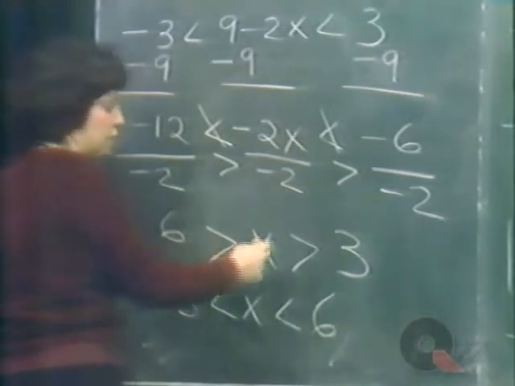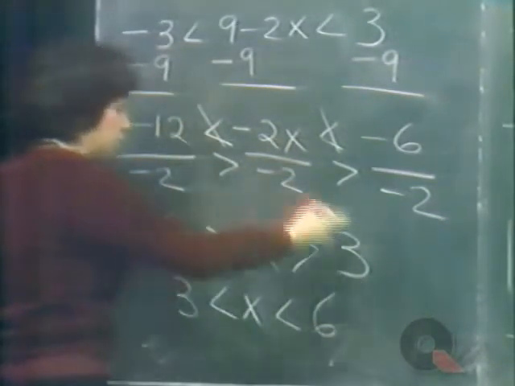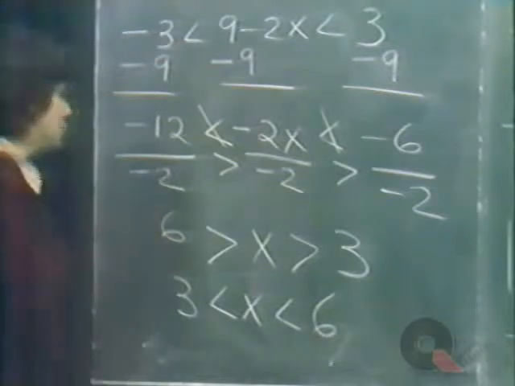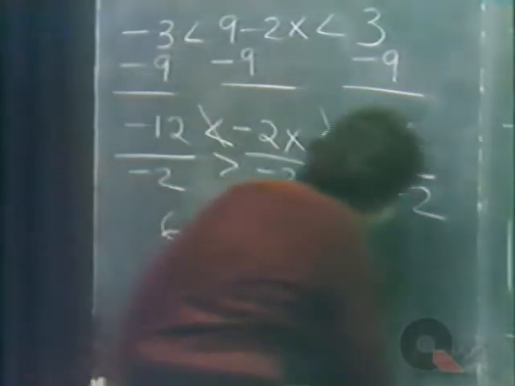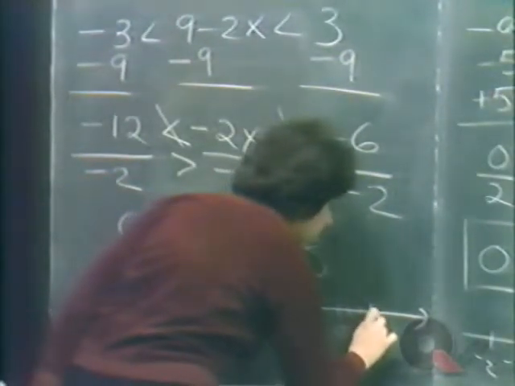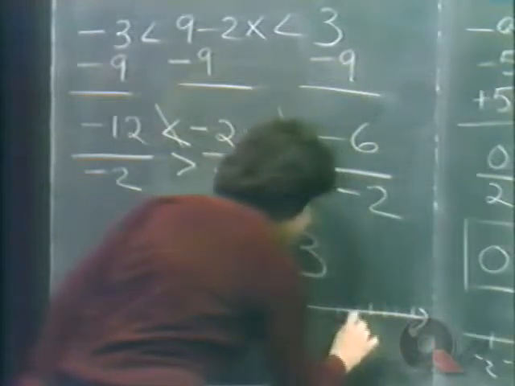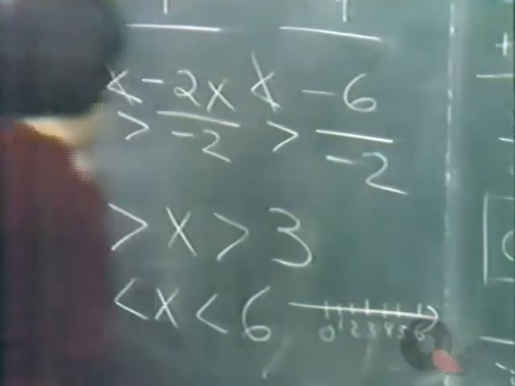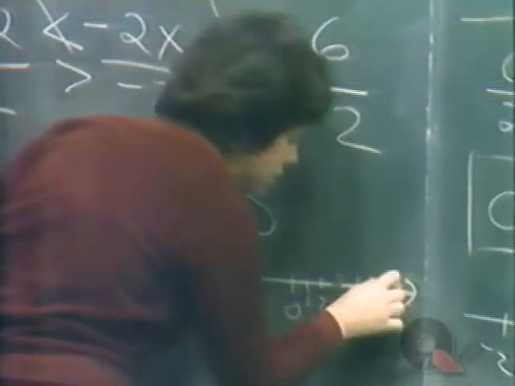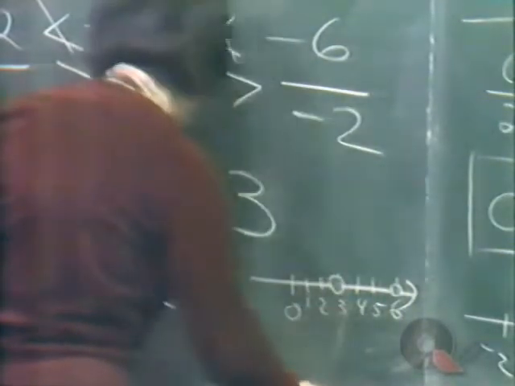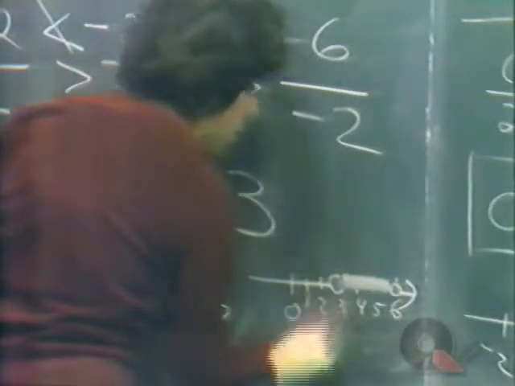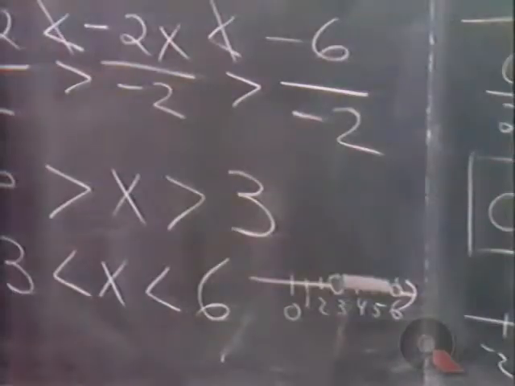6 is bigger than x, and x in turn is bigger than 3. That is, x is stuck between 6 and 3. We're writing here x is stuck between 3 and 6, which is a more natural way of looking at it. It also is more helpful if you want to sketch the picture. 0, 1, 2, 3, 4, 5, 6. All those values between 3 and 6, but not including the endpoints, because it's just less than, not less than or equal. From 3 to 6, but not including.